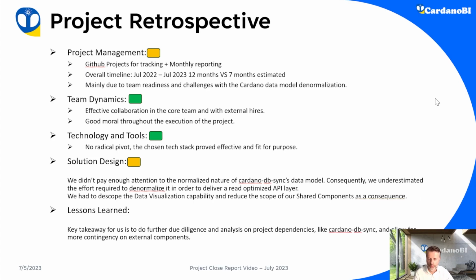Now, let's dive into our project retrospective. And here I'm using a red, amber, green status, and thankfully there are no reds. Project management, amber. So we've used GitHub projects for tracking and the Catalyst monthly reporting. The overall timeline spanned 12 months between July 2022 and July 2023 versus 7 months estimated. This is mainly due to team readiness and challenges with the Cardano data model denormalization.